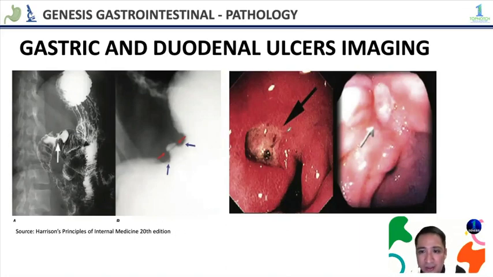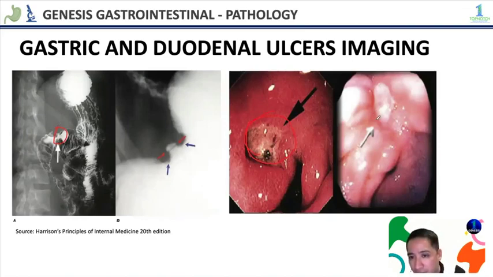You will see here, this is a benign duodenal ulcer showing a well-demarcated crater, often seen in the bulb. You will see also in this image that there is a stricture following a barium swallow.